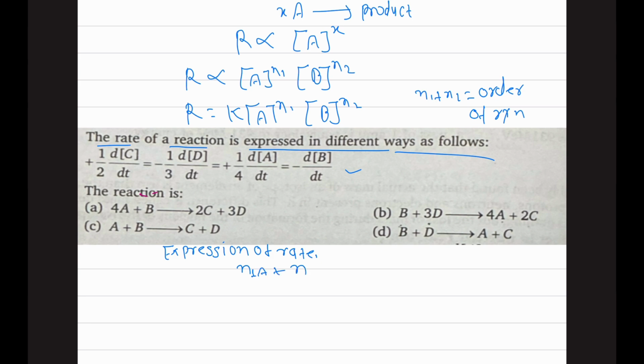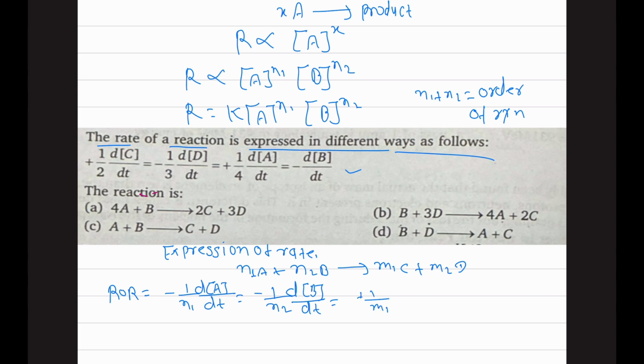In general reaction I am taking here n1A plus n2B gives m1C plus m2D. For this, the rate of reaction I can write as minus 1 by n1 d[A]/dt equals minus 1 by n2 d[B]/dt equals plus 1 by m1 d[C]/dt equals plus 1 by m2 d[D]/dt.